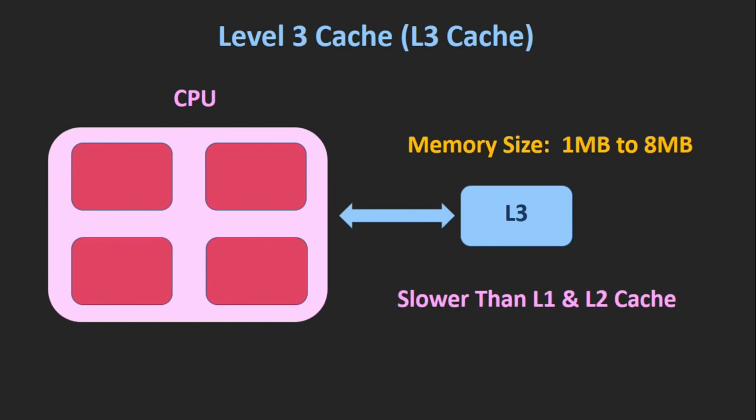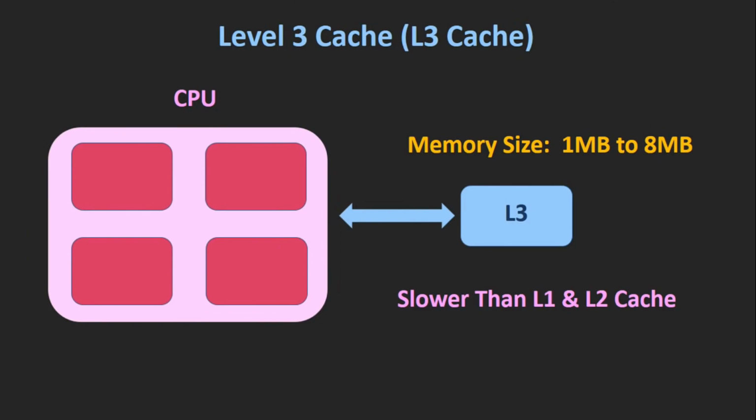Now the third kind of cache is known as L3 cache. All processors do not have this L3 cache, but some higher end processors have it. And this level 3 cache is used to enhance the performance of the level 1 and level 2 cache. Now this level 3 cache is shared among all cores and is outside the CPU.